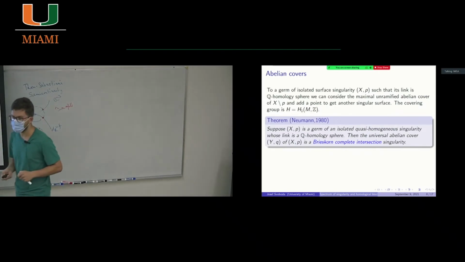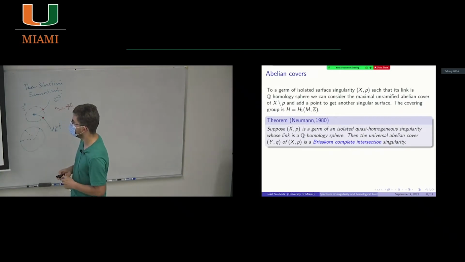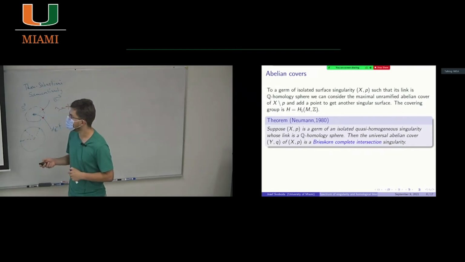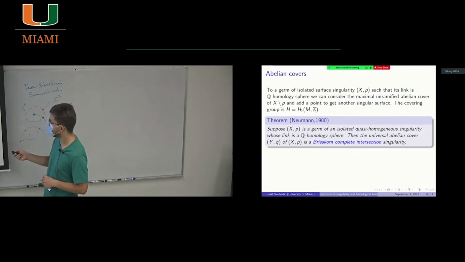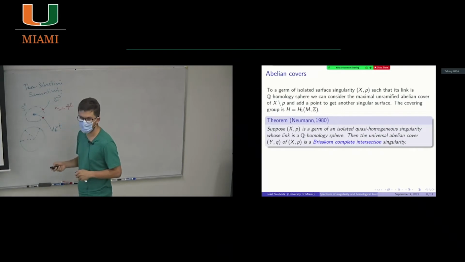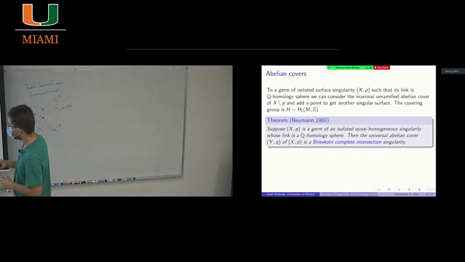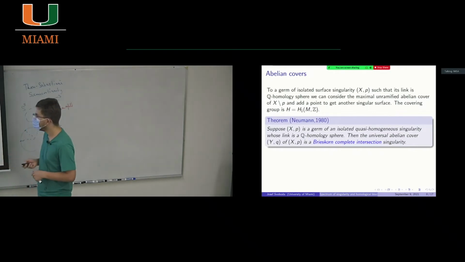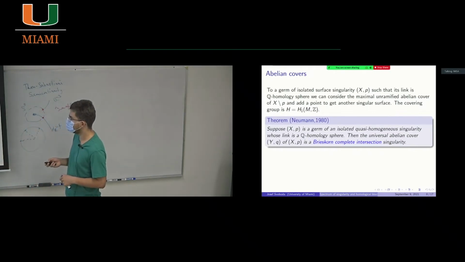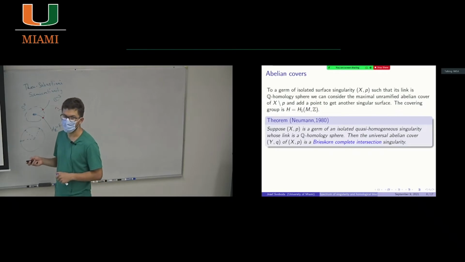This was studied by Neumann and others, and the important theorem, which was later generalized, talks about quasi-homogeneous singularities. I mentioned it last time. Those are such that you can assign some weights to variables, such that each of the monomials in your polynomial has the same overall degree. So if you have a germ of an isolated quasi-homogeneous singularity such that the link is a Q-homology sphere, then the universal abelian cover, which I call Y, of X, P, is a Brieskorn complete intersection singularity. So what does it mean?